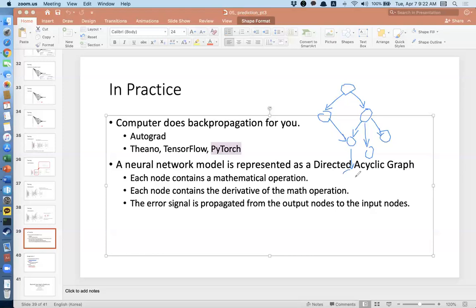So it is using a directed acyclic graph to represent neural networks, which is pretty intuitive because this could be your output node, and each node has a certain mathematical operation that needs to be done, such as sums or multiplications or an activation function, which is often the sigmoid function. So you can represent all the mathematical operations that need to be done for your neural network as an acyclic graph.